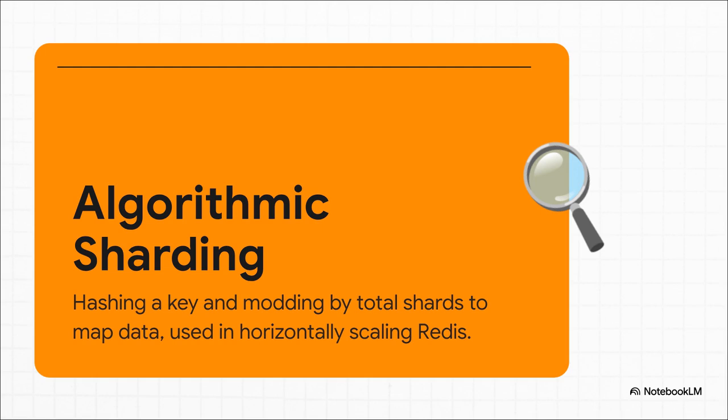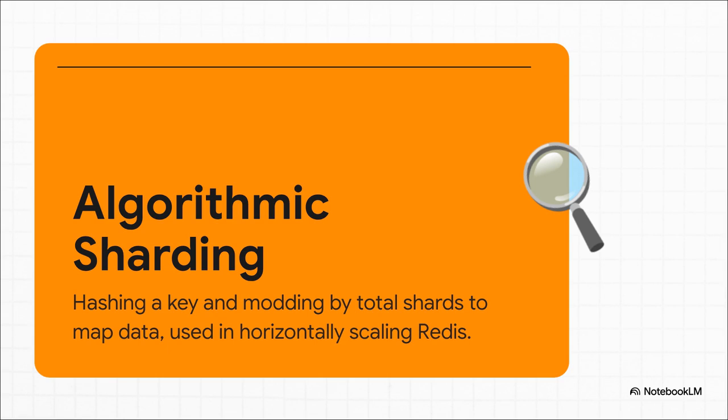Now, what if one massive main instance still just isn't enough memory for you? You have to scale horizontally. Redis cluster achieves this using algorithmic sharding. You take a key, hash it, and use modulo arithmetic against your total number of shards to decide exactly which node it lives on. But there's a huge catch here.